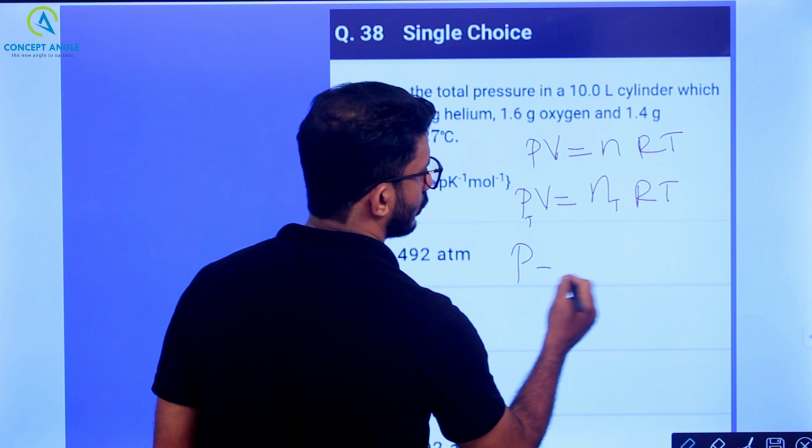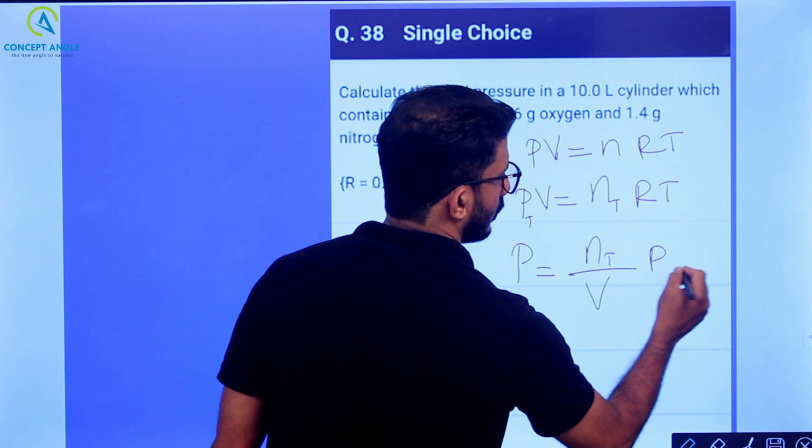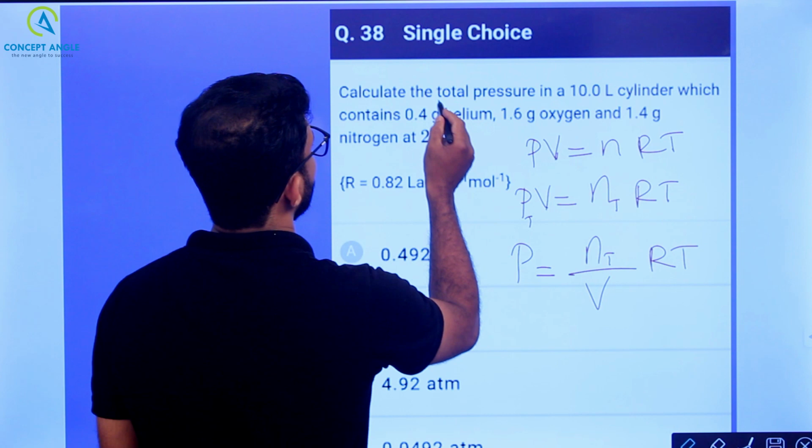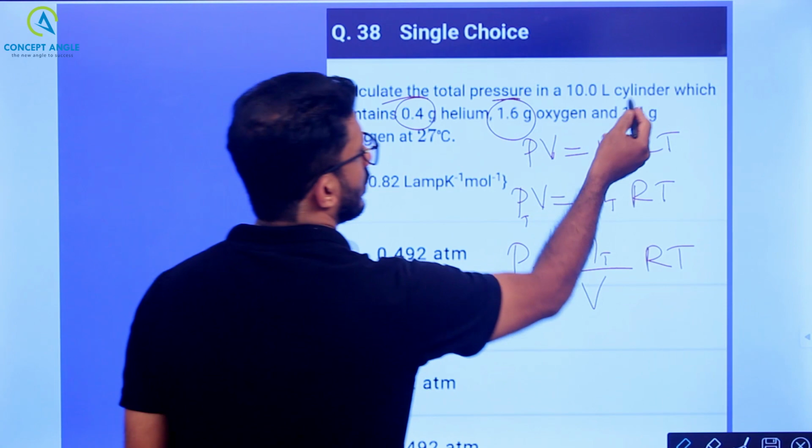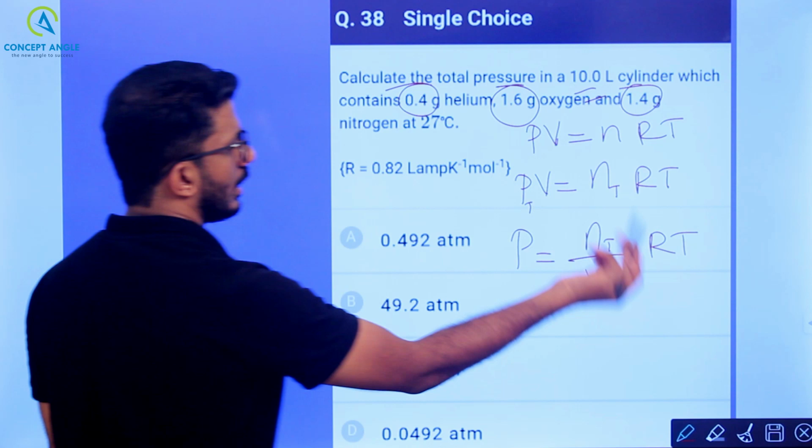P total is equal to n total divided by volume total into RT. Now here we have to find the number of moles of helium, that is actual mass divided by molar mass. Oxygen, actual mass divided by molar mass. Then you will get n total. Volume is given, that is 10 liter, the value of R we know, temperature is given 27 degree Celsius, that is 300 Kelvin.